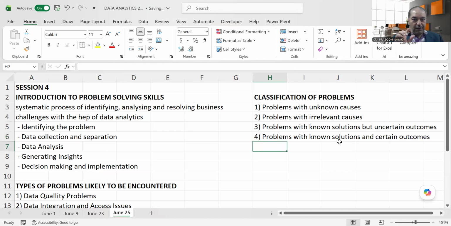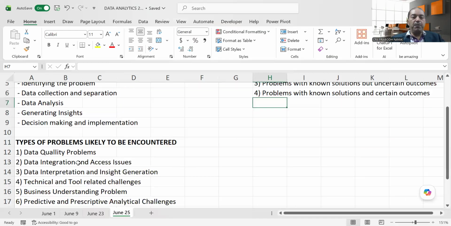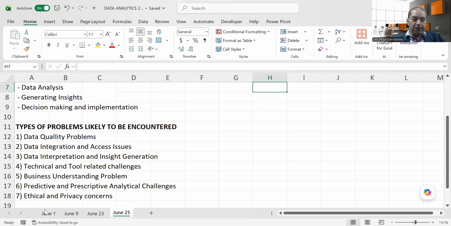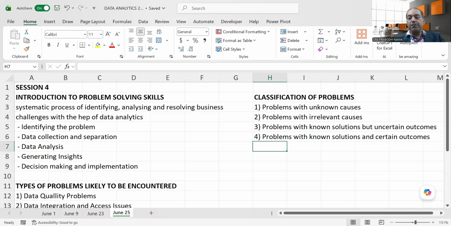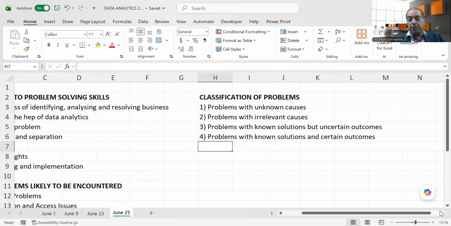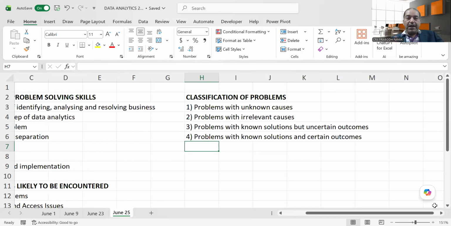You see, that is why I changed the terminology from types of problems to classification of problems. Because if we say types of problems, we'll have to write this. Classification of problems means how do you classify the problems into different categories. The first one is problems with unknown causes.